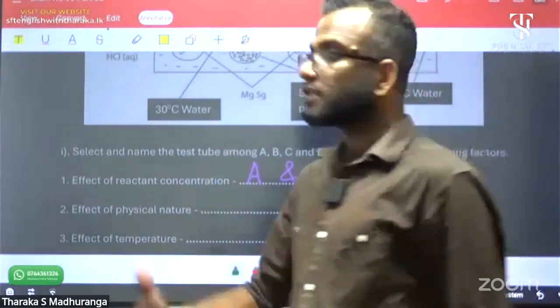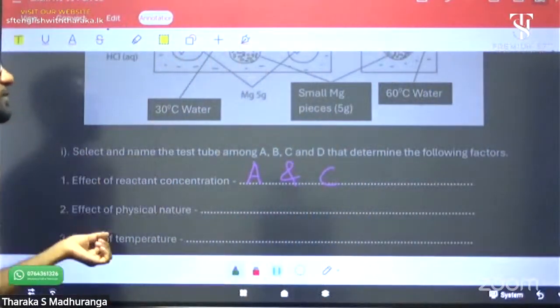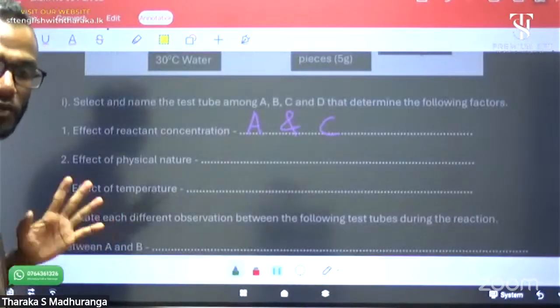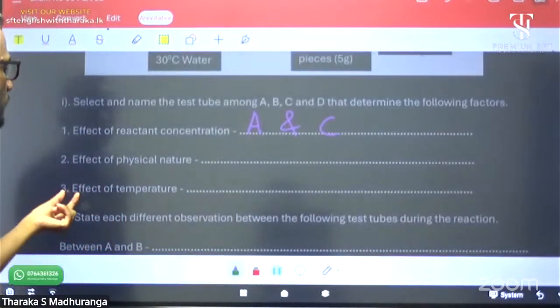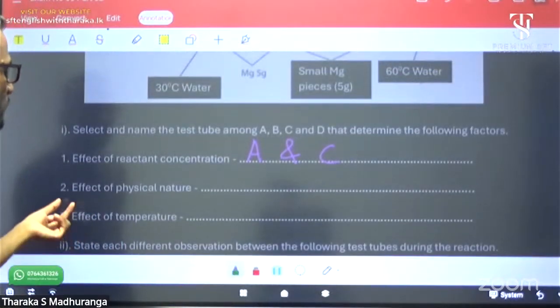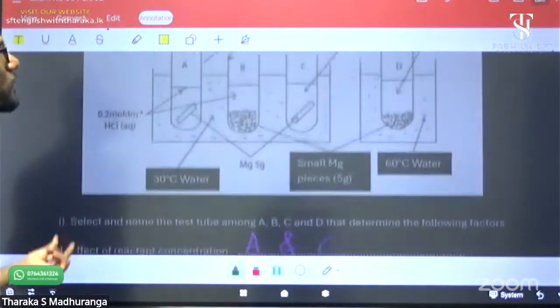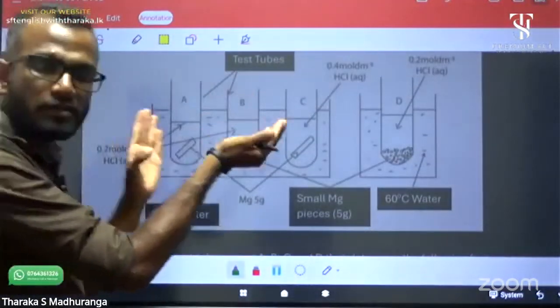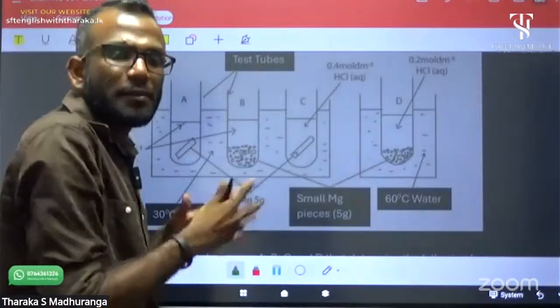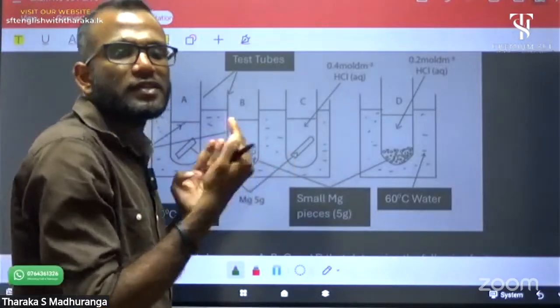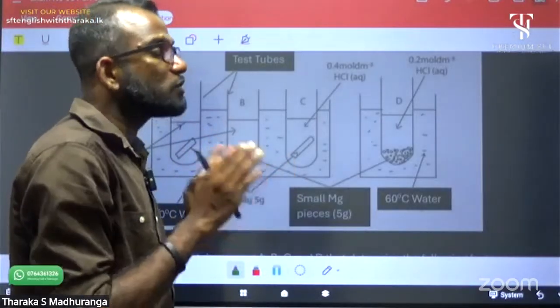These practicals we already discussed in the lesson. Please go to this note and revise again these days. The effect of physical nature: physical nature is different, other three factors constant. At least temperature and concentration should be the same.